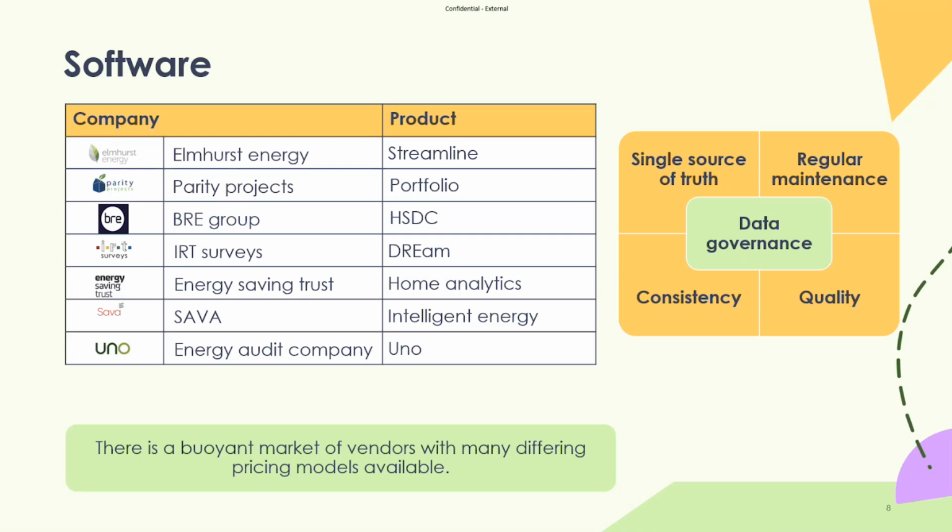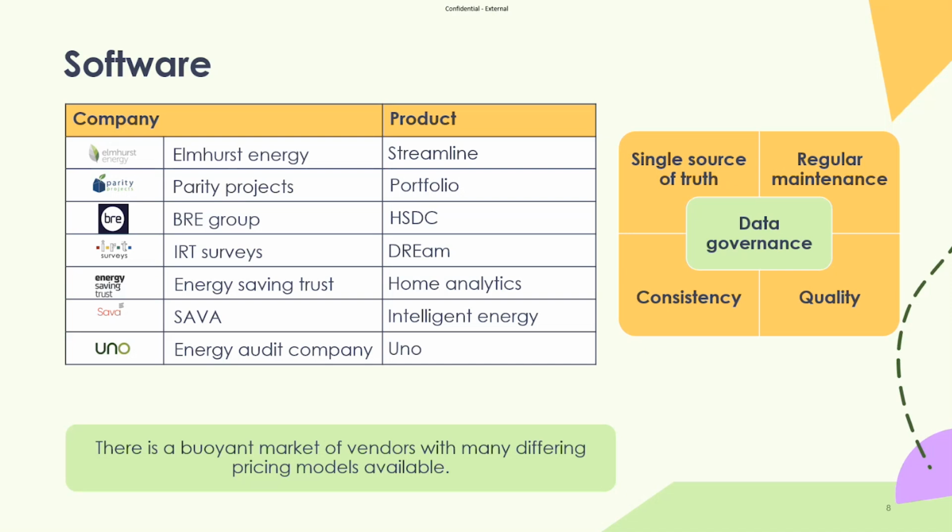So you've got Has Energy, which has Streamline. You've got Parity Projects, which do portfolio. The BRE group have the HSDC. I can't remember what that stands for. I think it's Housing Stock Data. So yeah, condition potentially, but that's a lot to do with local authorities and private housing. You have IoT Energy Saving Trust, Home Energy Analytics, Sava Intelligent Energy, and then Uno from the Energy Audit Company.